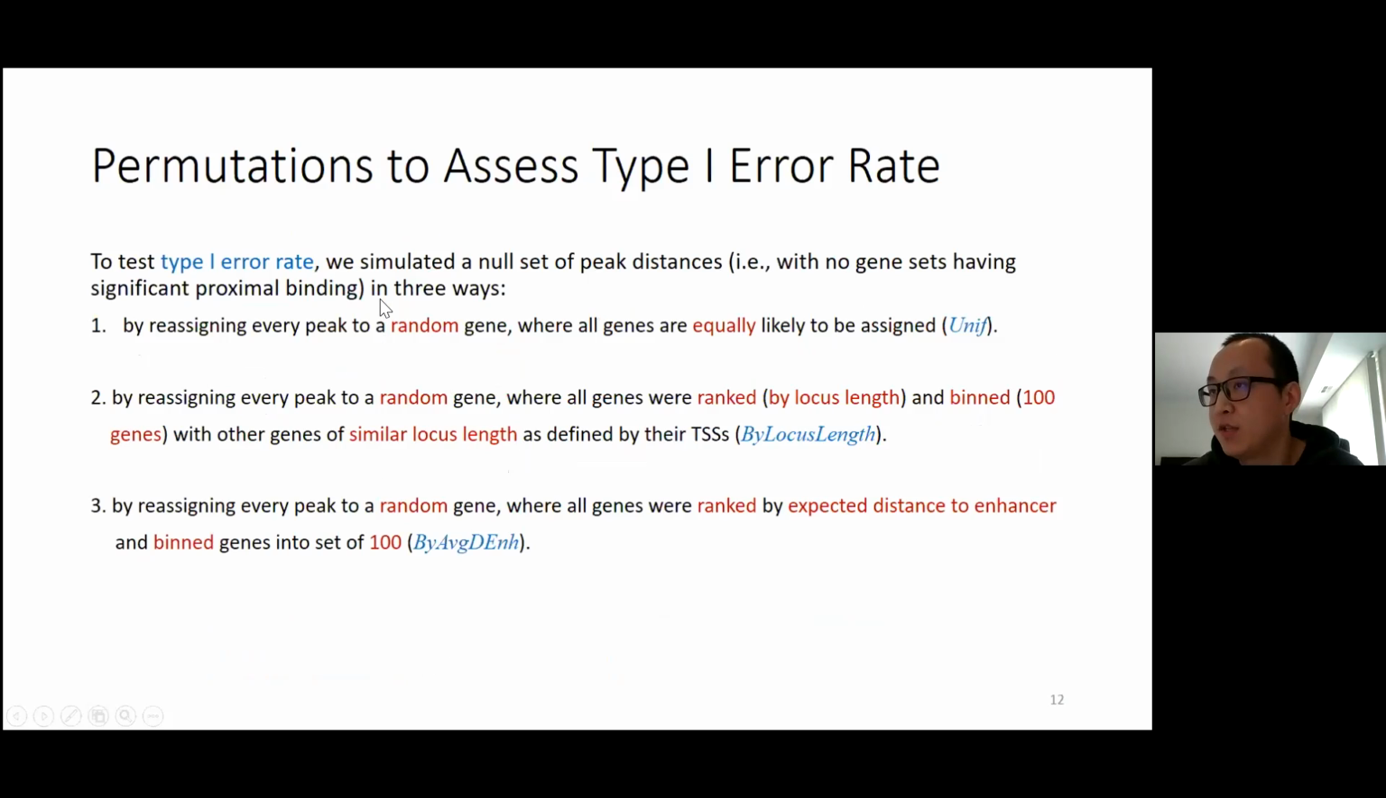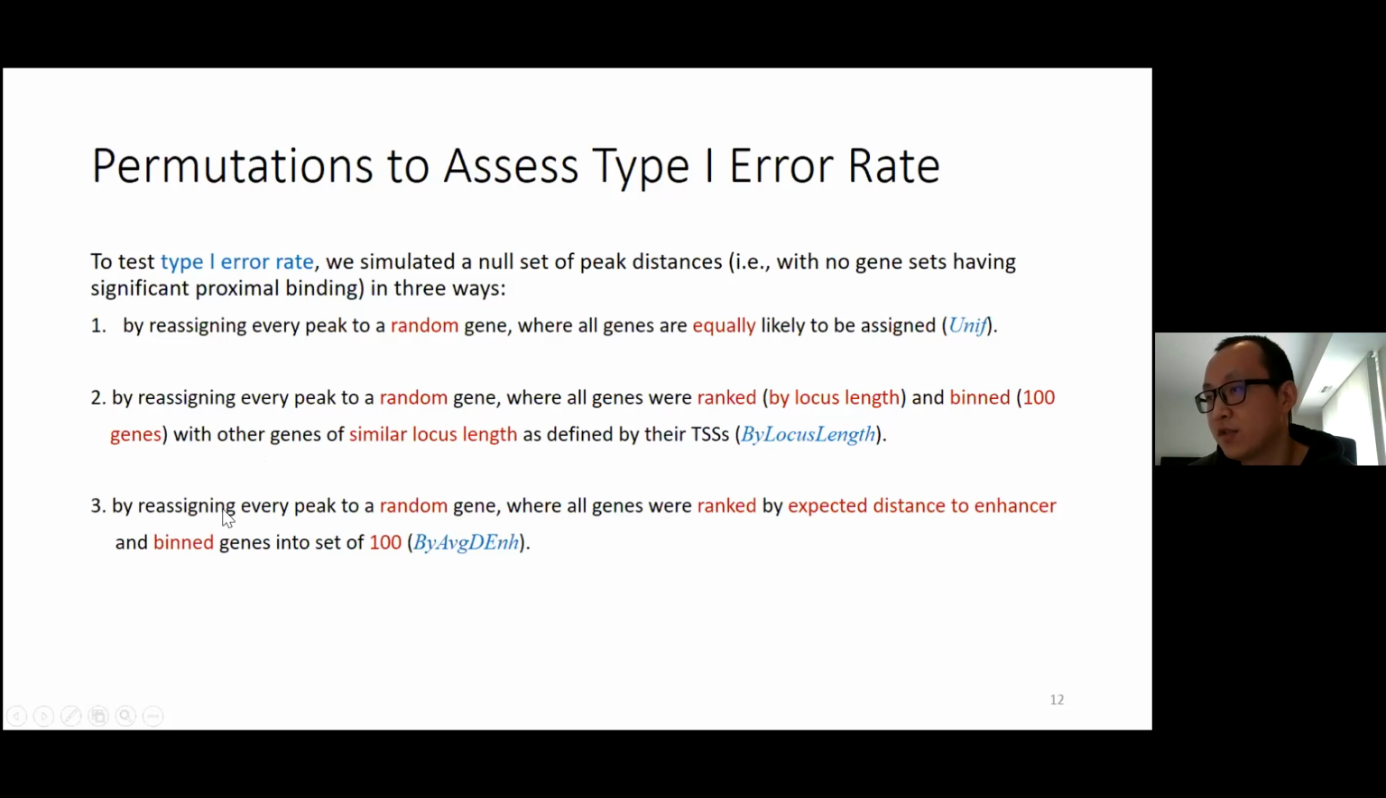In order to make sure that our method is a good way to answer the questions, we use 3 different ways to test the type 1 error rate. The first one is reassigning every peak to a random gene. In the second way, we reassigned every peak to a random gene, but all the genes were ranked by the locus length and binned into 100 genes, so it's a randomly selected gene set with genes of similar locus length. This is for the distance to the TSS.